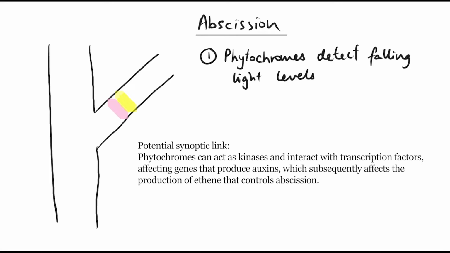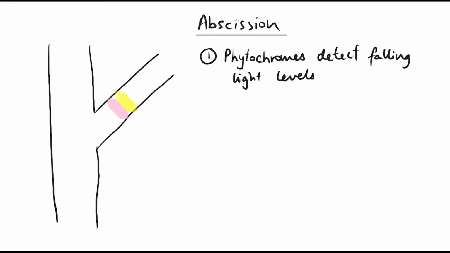From there, they can affect the genes related to the production of auxins. That becomes important because we can see how the auxin production is then altered and how it affects other hormones. This is potentially a link to the other chapter about transcription factors and the control of gene expression. So just keep in mind that this is a particular example of a kinase that could interact with transcription factors. Once they have detected a fall in the light levels, they will affect the level of auxin production. In this case, it decreases the auxin production.